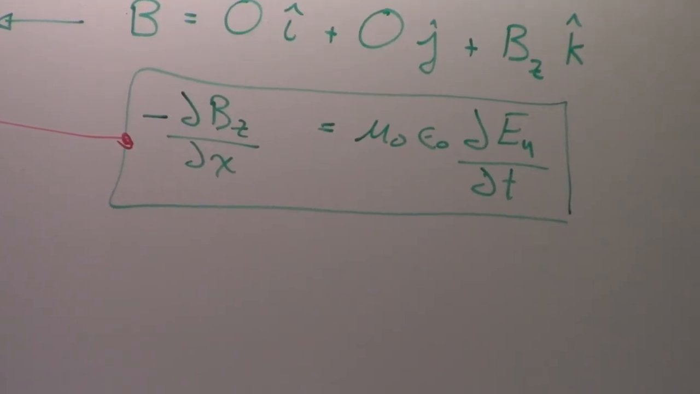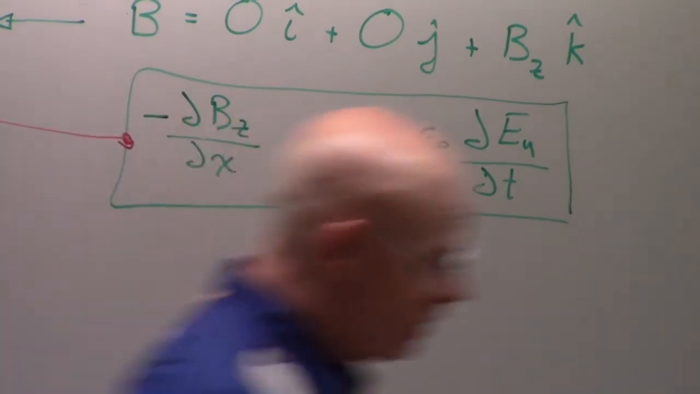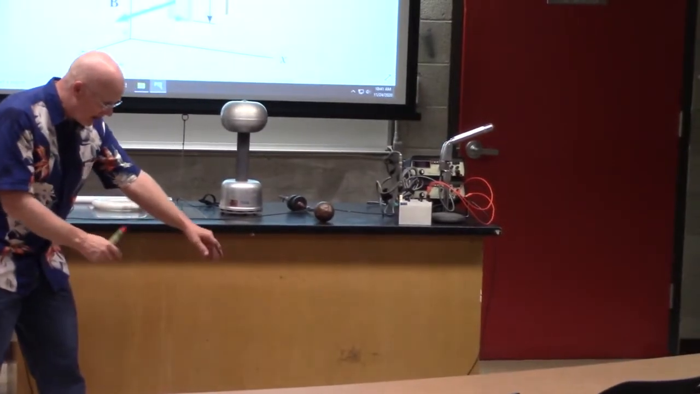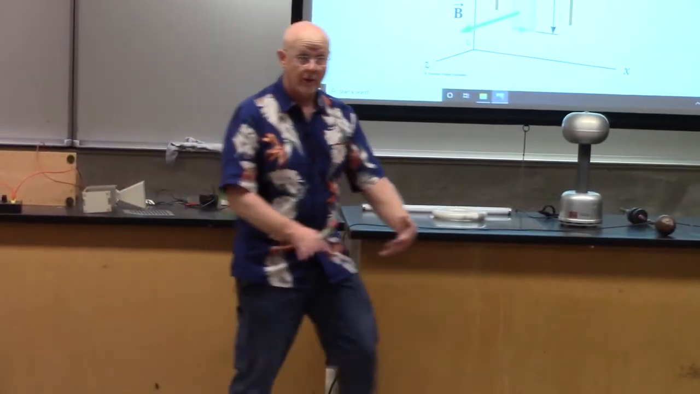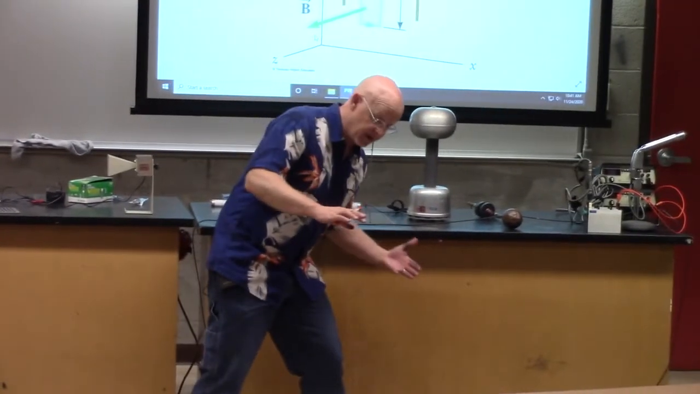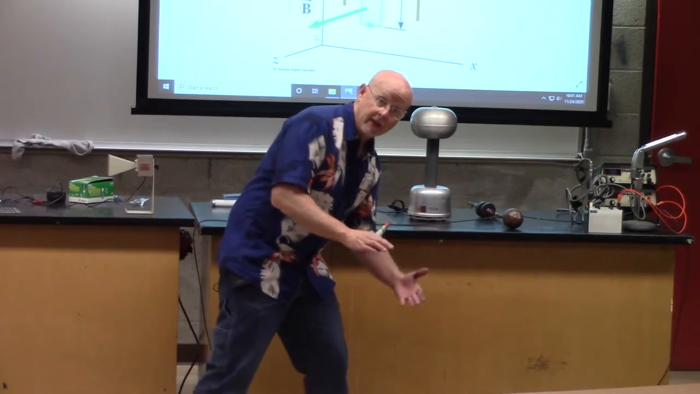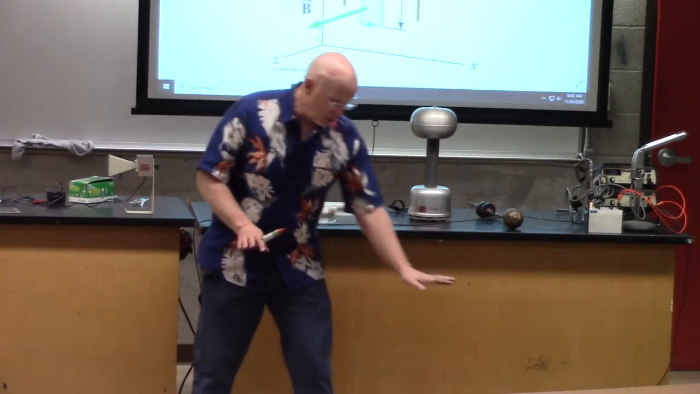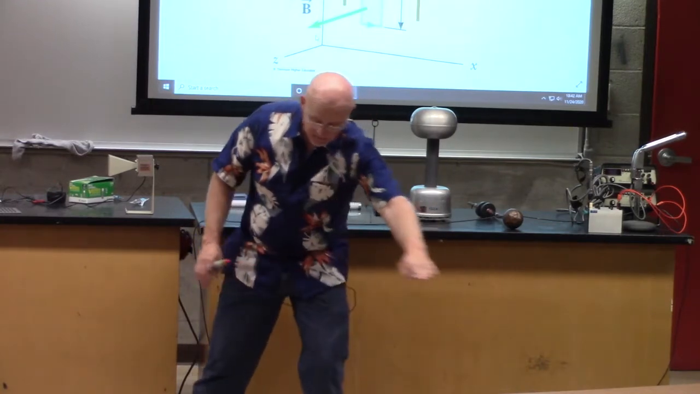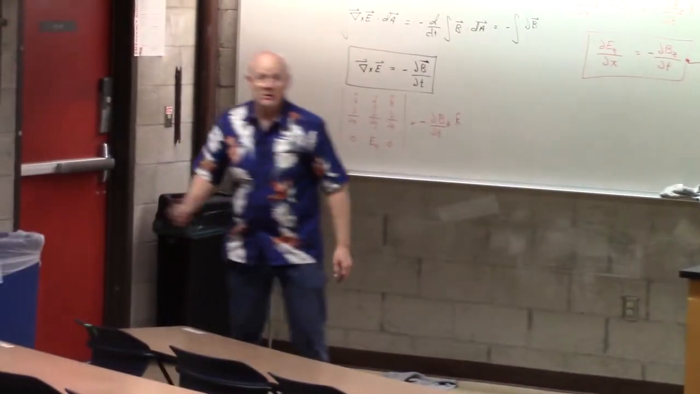So that means if I come back here and get a mental picture of this, back here, this magnetic field must be changing in the x direction. Remember, this would be the x direction because the magnetic field is in the z direction and the electric field is in the y direction. And so if I were to look at the magnetic field, it must be somehow changing as I move across space.